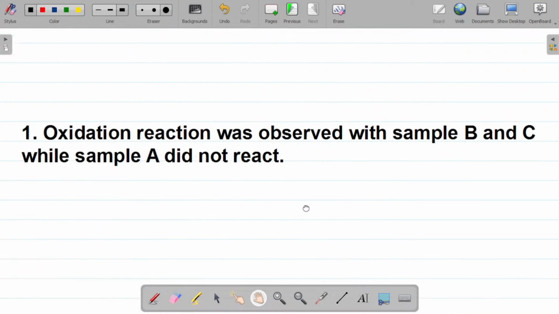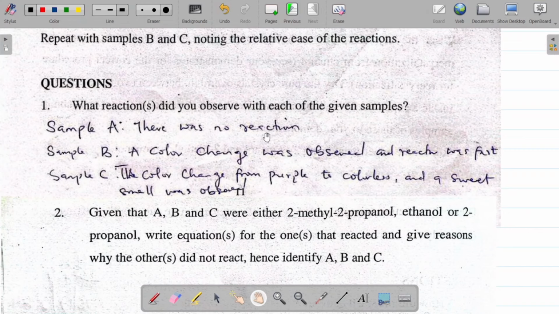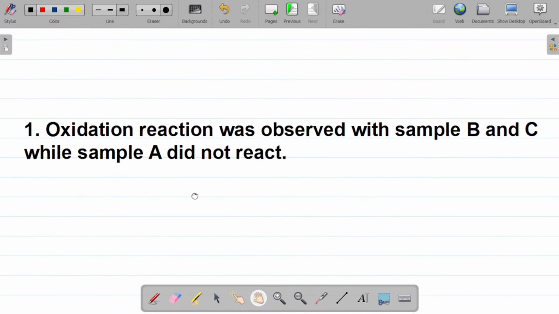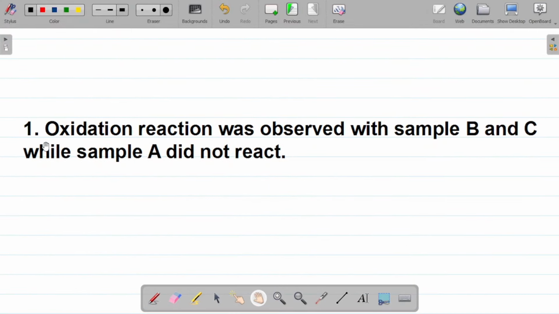Now before then, if you look at this, it said sample A there was no reaction. So it was more like sample B and sample C. There was a kind of reaction. So sample B and sample C reacted, but sample A did not react. So an alternative way of reporting these reactions would be that for question one, we can say oxidation reaction was observed in sample B and C, while sample A did not react.